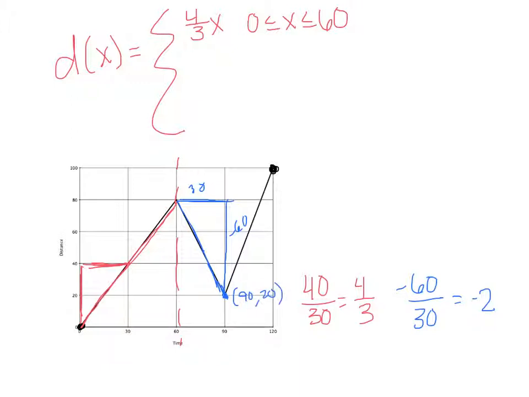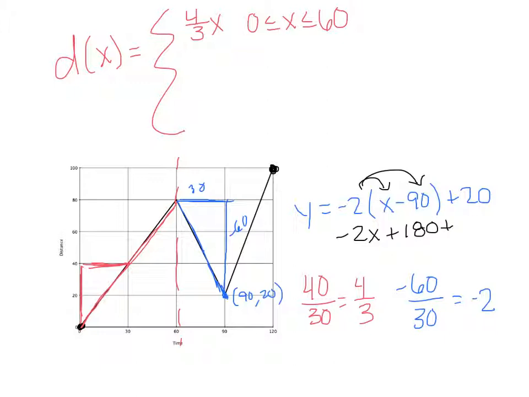20. So if I plug this into point-slope form, I'm going to have y equals negative 2 times x minus 90 plus 20. You can leave it in point-slope form if you want, or you can convert it to slope-intercept form. If we were to convert it, we would need to distribute. So we get negative 2x plus 180 plus 20, and then combine like terms. So we would get negative 2x plus 200.